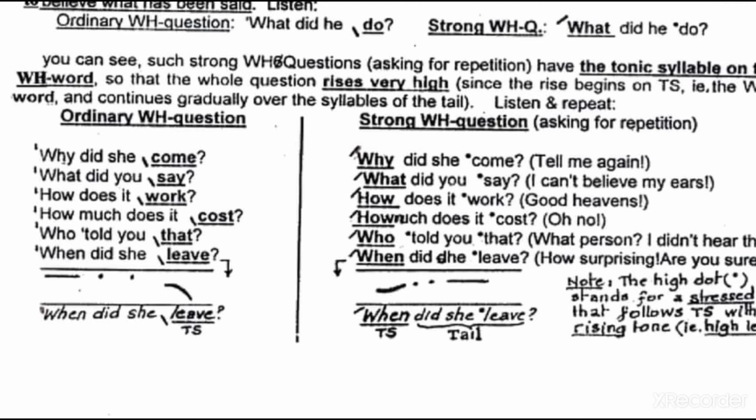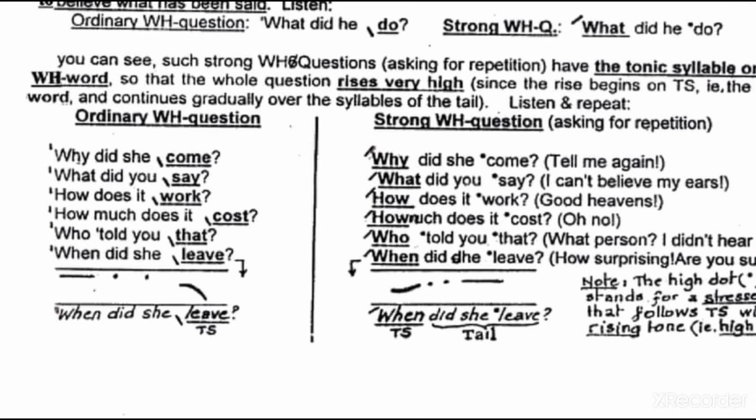We practice together the same question once as an ordinary WH question, where we will use the low fall, and once as a strong WH question where we are surprised, we ask for repetition, and we use the high rise and the TS is on the WH word. The first one, "Why did she come?" Here it's an ordinary question. "Why did she come?" And the TS is on the last lexical word, which is come.